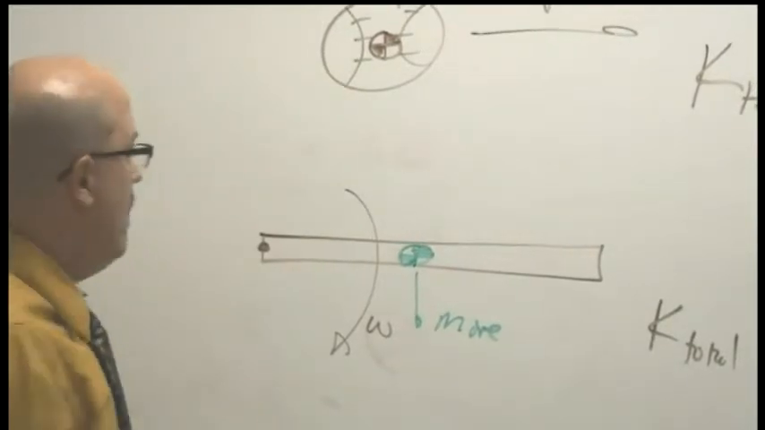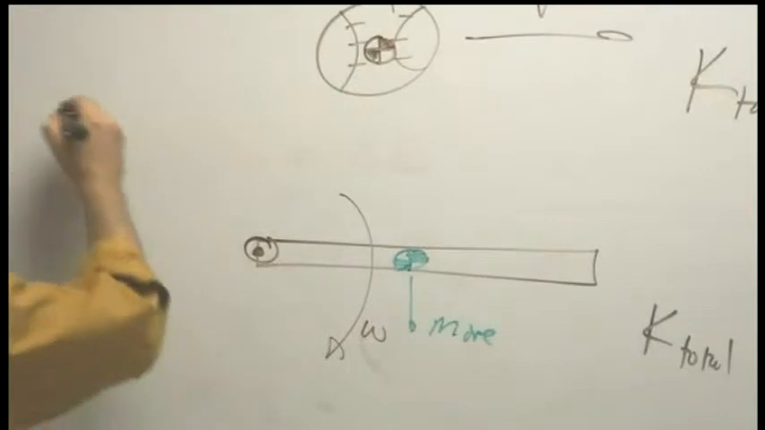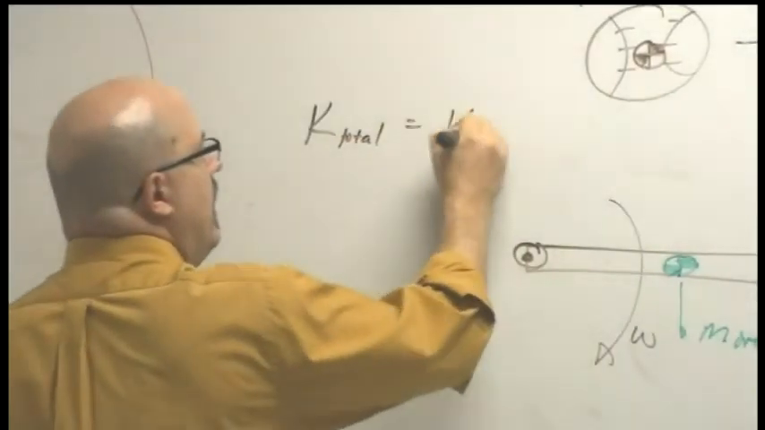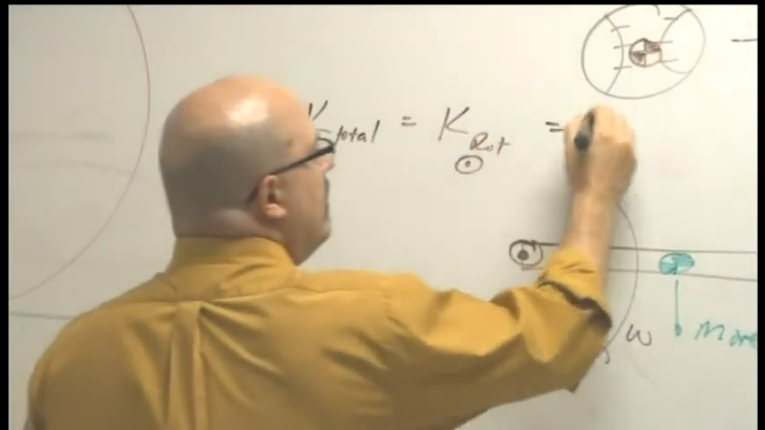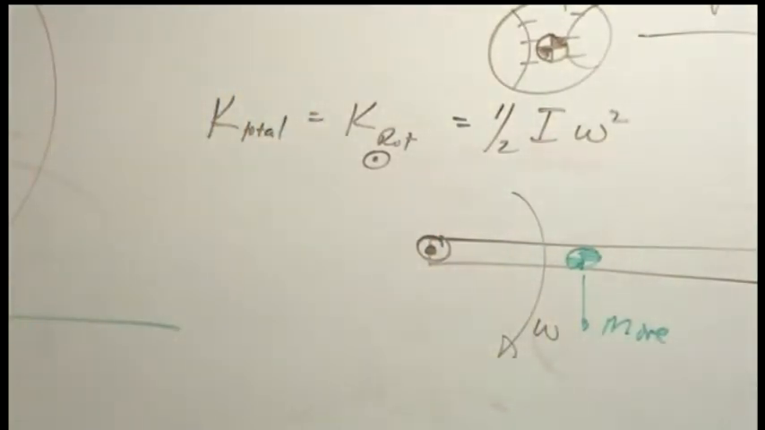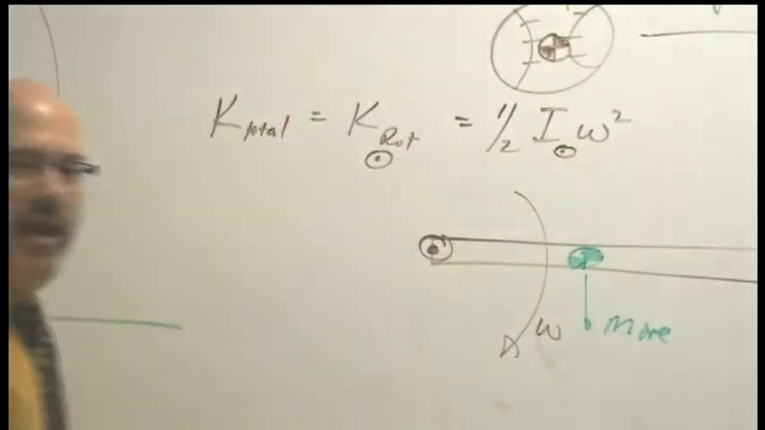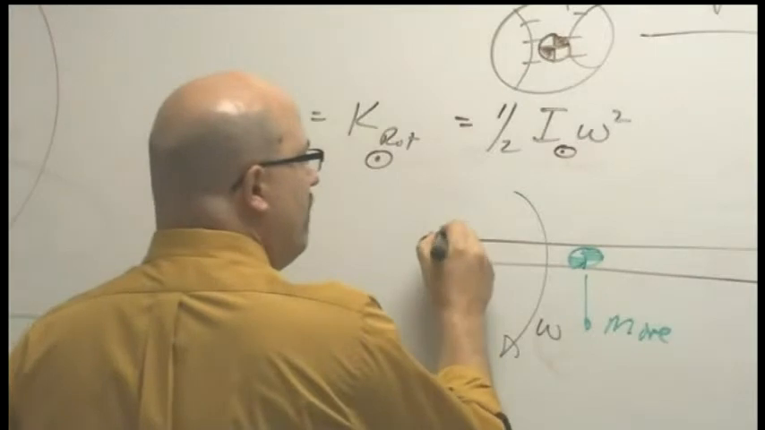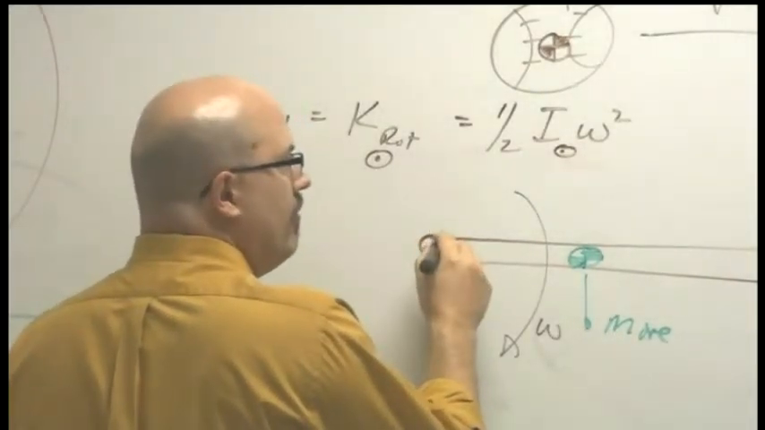Let's look at the one about our pivot point first. So our total kinetic energy is K rotational about this point. That's going to be 1/2 I omega squared, where I is the moment of inertia about that point. But I want to move that pivot point. Where does this pivot point come from?